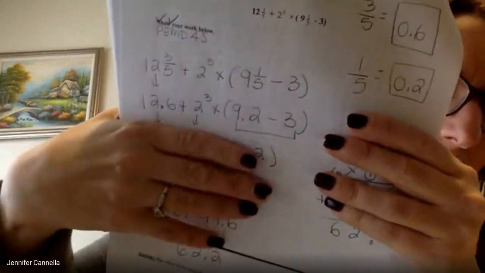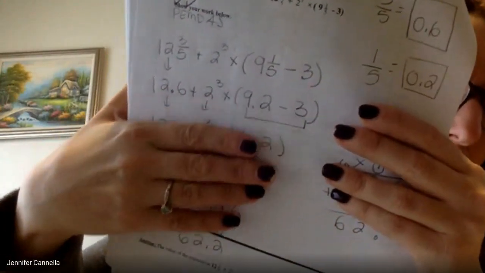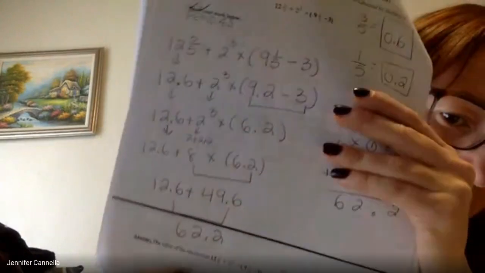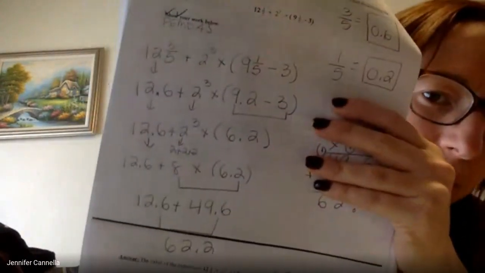Okay, so all you need to do is copy these 2 lines right now. Esther's going to show you the remainder of the page. That's going to end up looking like my answer, I hope, unless I did something wrong. So after that, we do the one in the brackets, which is 9.2 take away 3, and I got 6.2. After that, we multiply 6.2 times 8, which is 49.6, and then we add 49.6 plus 12.6, giving us 62.2.